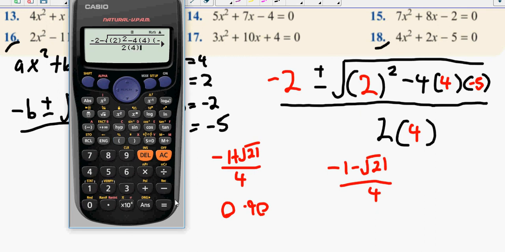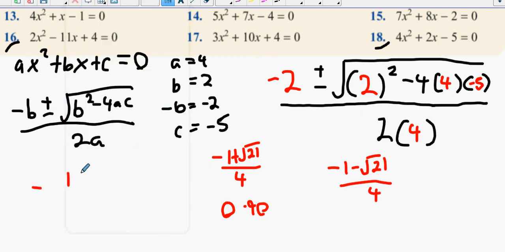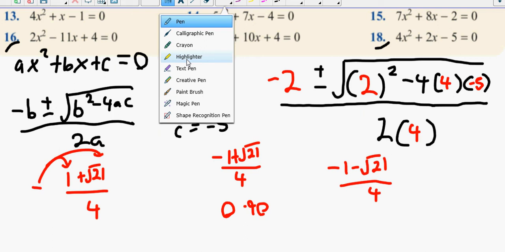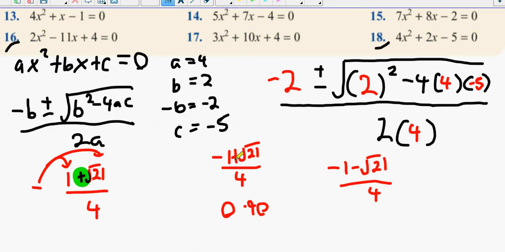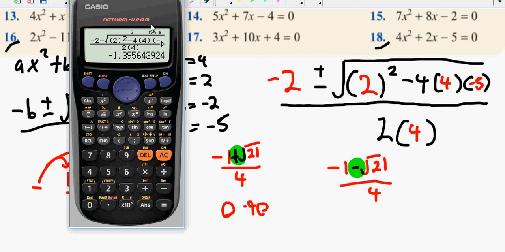And the second answer is, now see the way the minus is on the outside? So it's minus 1 plus root 21 over 4. That minus multiplies by everything on the top. So effectively you're getting minus 1 minus root 21. The only thing that ever changes between the two answers is that one of them's a plus, the other one always tends to be a minus. That happens every time. Press the change button on the calculator and your answer is minus 1.4.